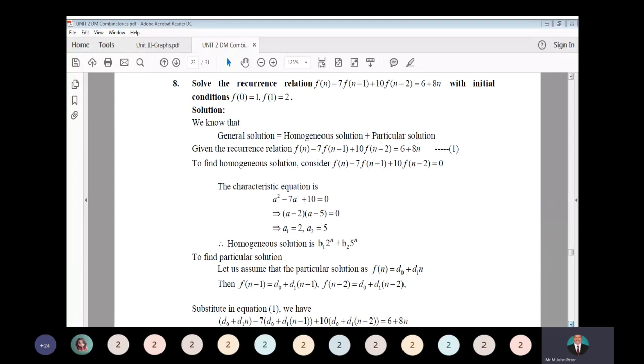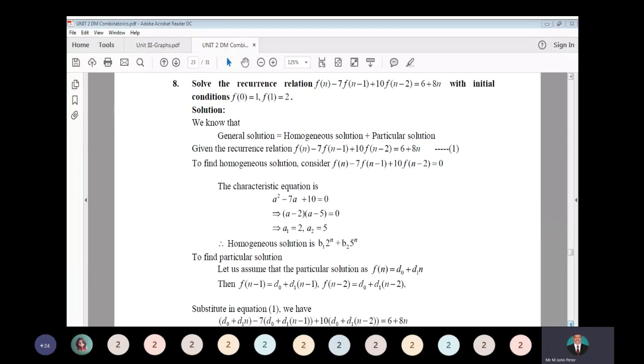For the given recurrence equation, take the homogeneous solution, that is the left side equation equal to 0. So it is a second order equation, replacing f of n by a square, we get a square minus 7a plus 10. Solving that, you will get two roots, a1 equal to 2 and a2 equal to 5. It is a second order equation with respect to the variable a.